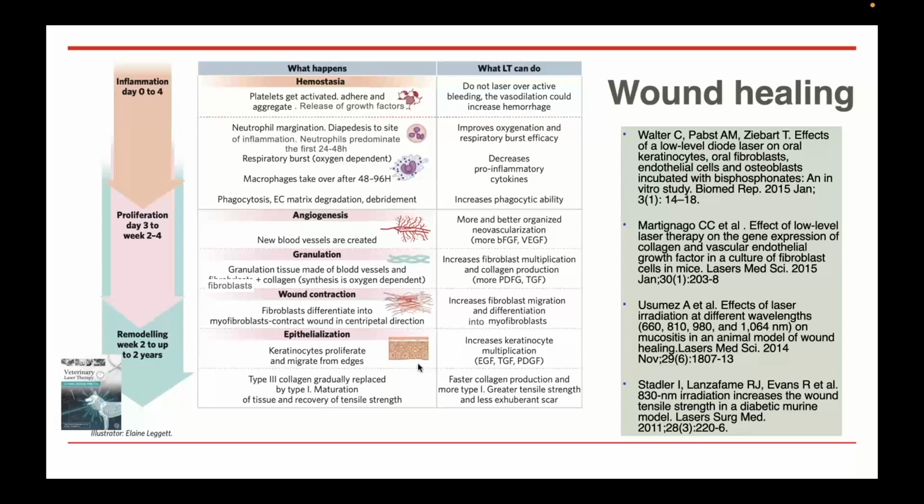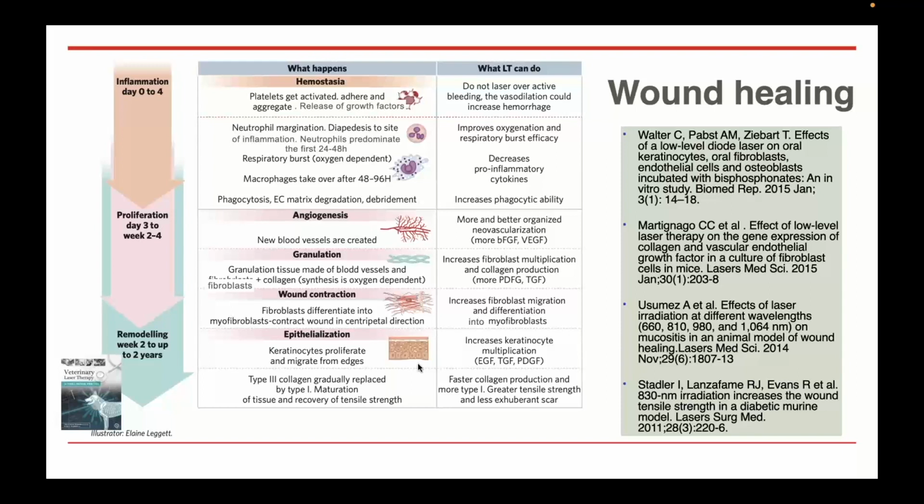Well, laser therapy can help in each of these phases, except the initial hemostasis, because it improves the efficacy of the white blood cells fighting potential infection, while it promotes what is probably the most important change we need to see in a wound, the change from the inflammatory phase into the proliferation phase. So from catabolic state to anabolic state.